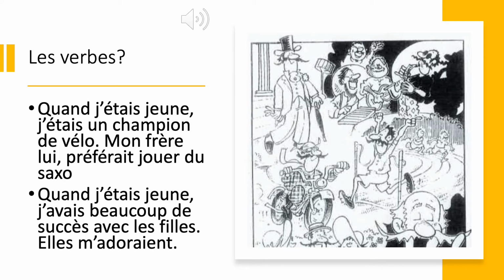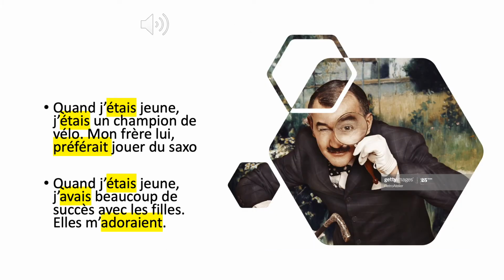Look at these sentences and spot the verbs. So I'm sure you got this right. Était, préféré, avait, adoré. If we look at the last letters of these verbs, you can see that they all have AI. You can also see that these endings share some similarities with other tenses that you have learnt already.